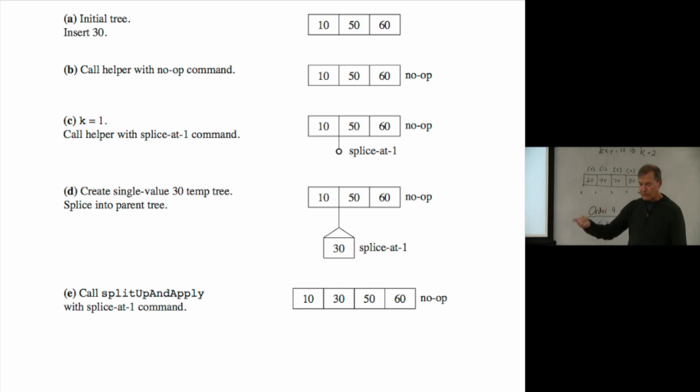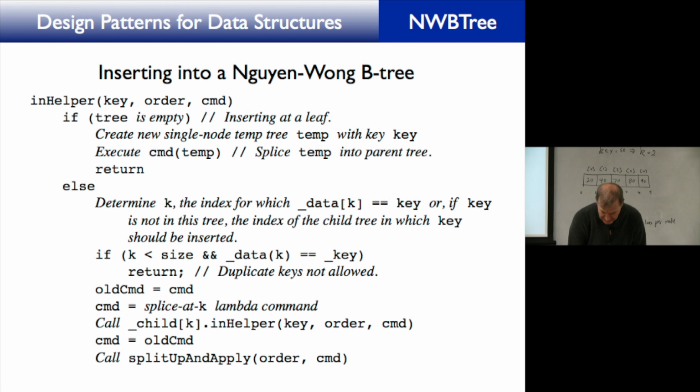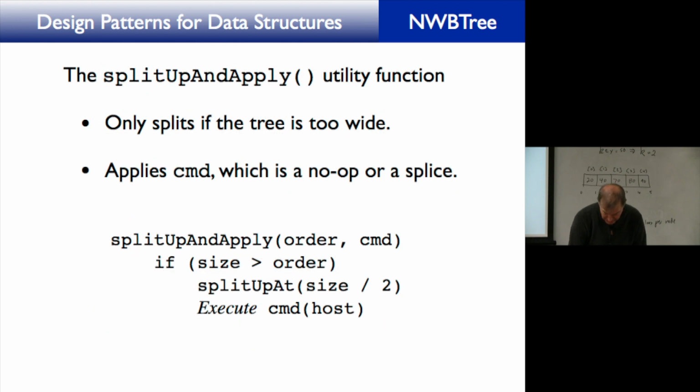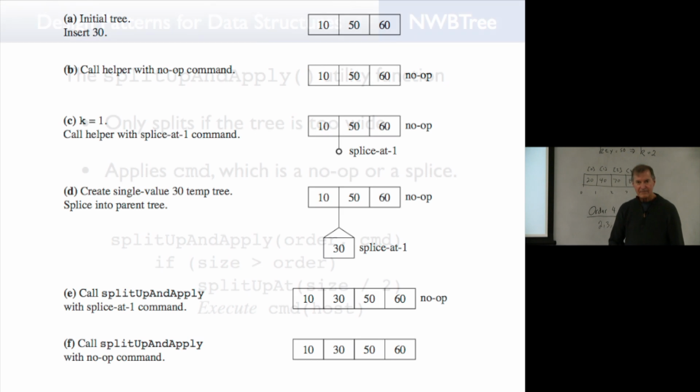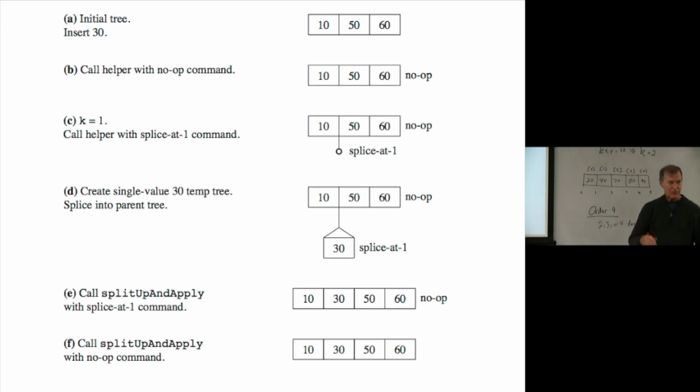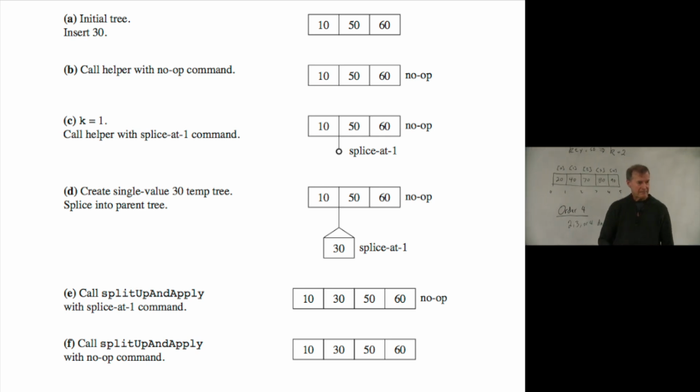So now we return back to where? We just did the call, so now what do we have to do? Command gets old command. But now this command gets what? Do nothing. The no-op. And now what do we do? Call split up and apply order 4 with what? A no-op. So call split up and apply with the no-op command, and boom, there we are. Now, does everybody see how that worked? So boom, boom, boom, up, up, up, down, down, down, push down, lift up.